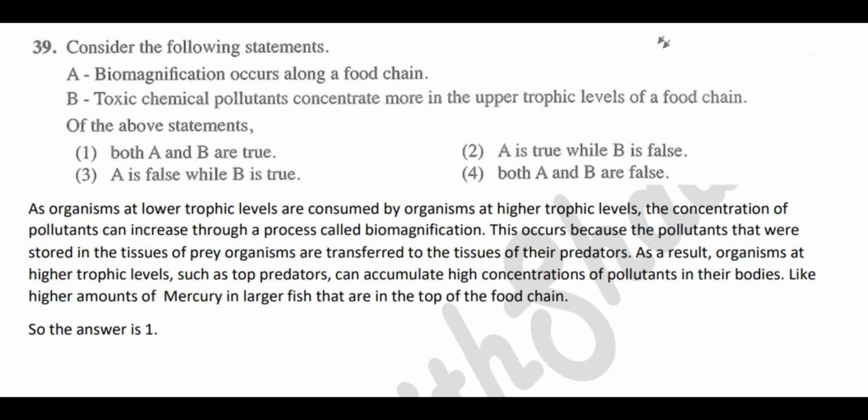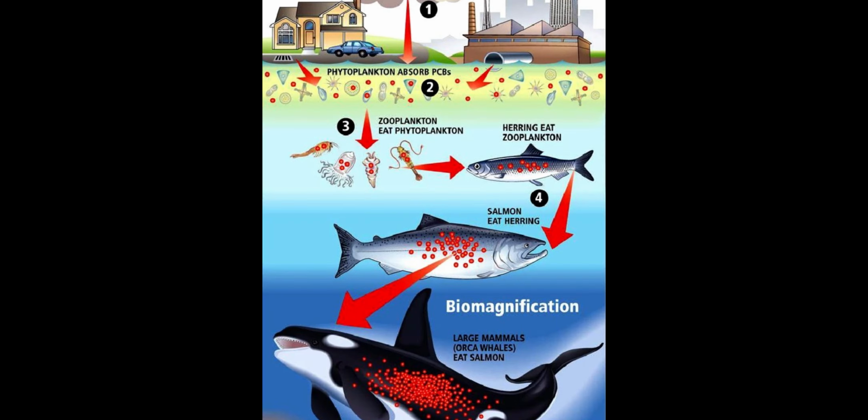This occurs because the pollutants that were stored in the tissues of prey organisms are transferred into the tissues of their predators. As a result, organisms at higher trophic levels, such as top predators, can accumulate high concentrations of pollutants in their body, like higher amounts of mercury in larger fish at the top of the food chain. In biomagnification, for an example, you can look at the picture. So when factories and ships and even normal waste get into the ocean or body of water, they carry heavy metals like mercury.